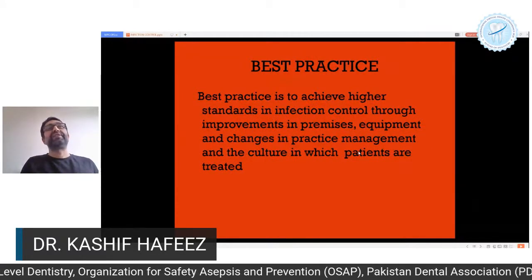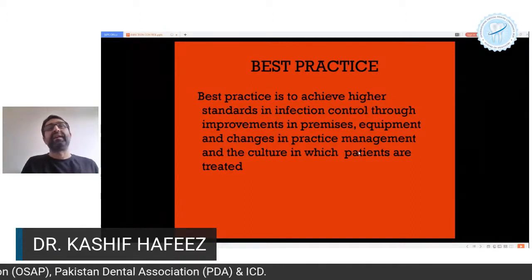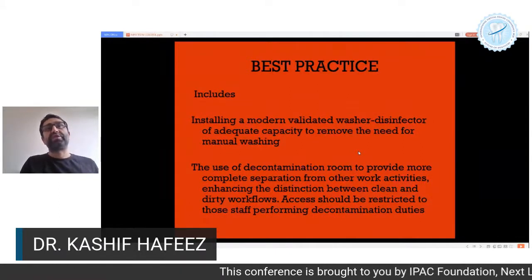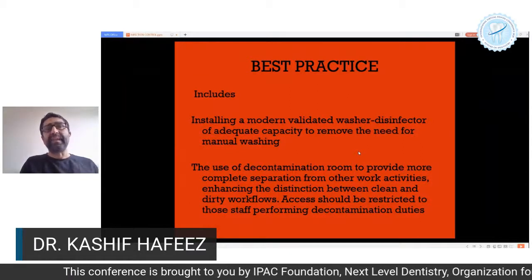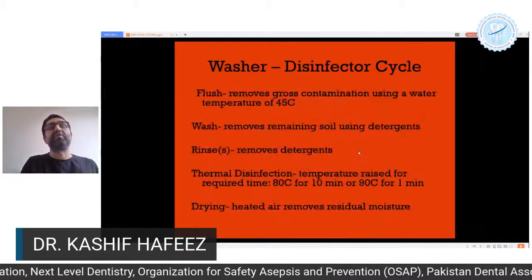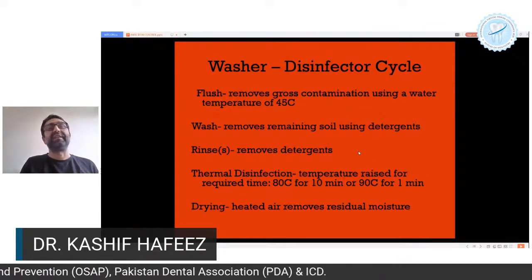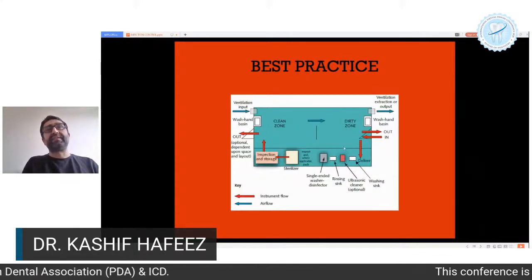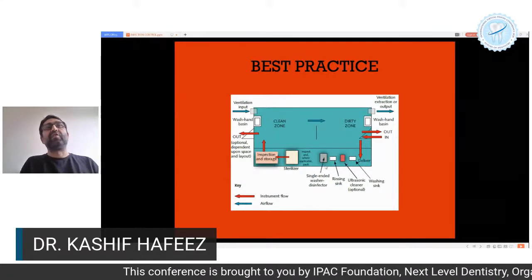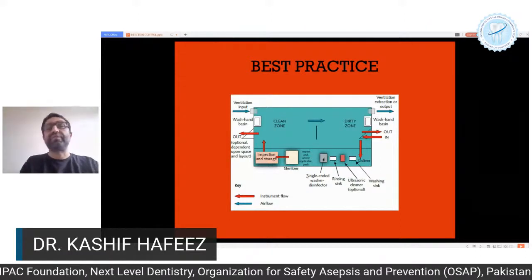Best practice is to achieve higher standards in infection control through improvement in premises and equipment. So this is the higher standard, but we should aim to have the best practice. So this is with a washer disinfector installed, and that will take care of the decontamination. This is the washer disinfector shown, and this is the cycle of the washer disinfector, how it disinfects the instruments, and that is the same flow with the addition of the washer disinfector. So the flow is the same, everything is the same, but in this best practice, the washer disinfector is added.